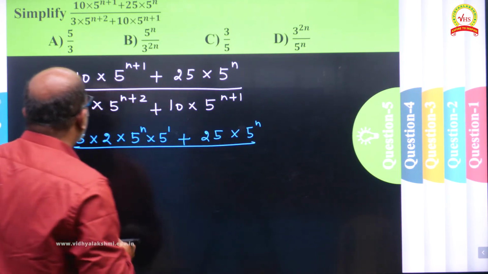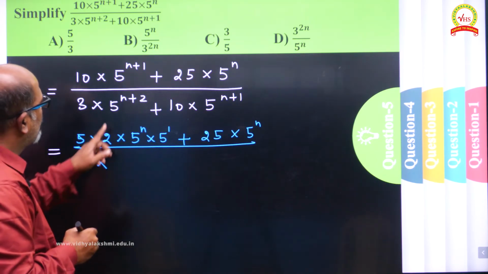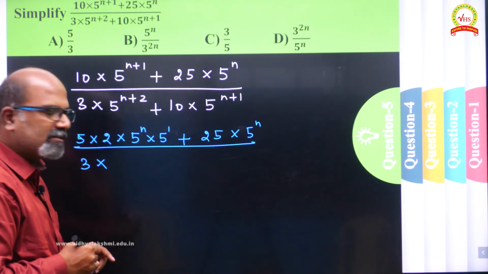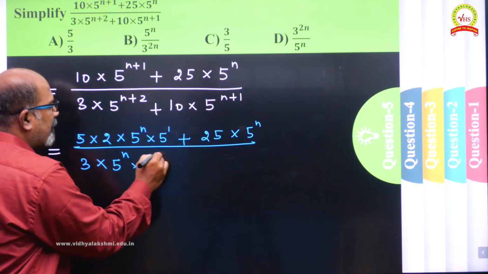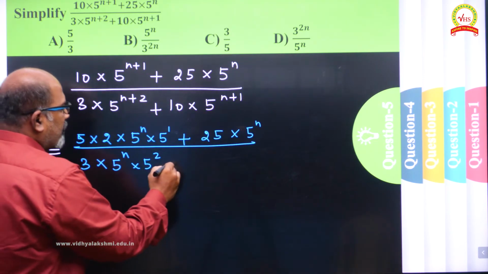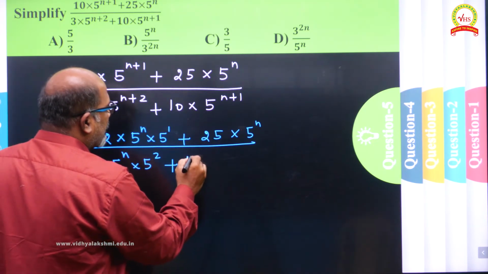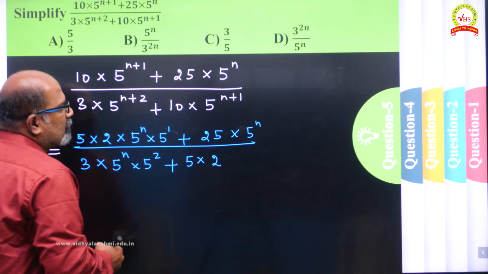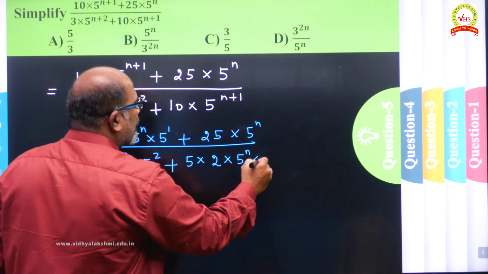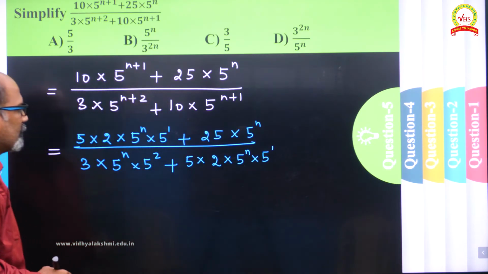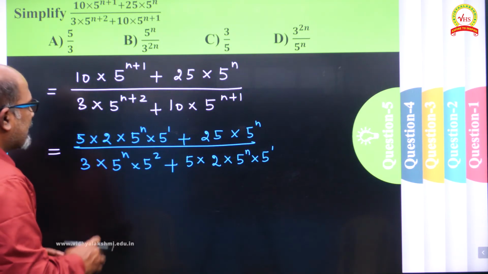In the denominator we have 3 multiplied by this 5 power n plus 2, which we can express as 5 power n multiplied by 5 power 2, plus 10, we can write like 5 multiplied by 2, and this 5 power n plus 1 we can write like 5 power n multiplied by 5 power 1. Okay, I have factorized each and every term.